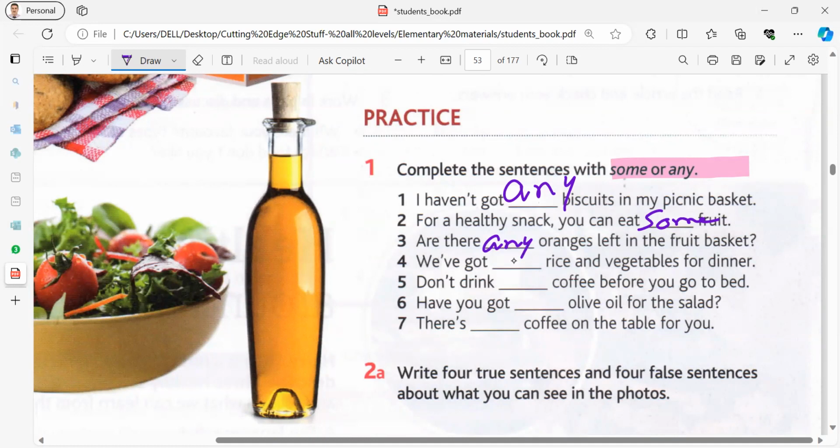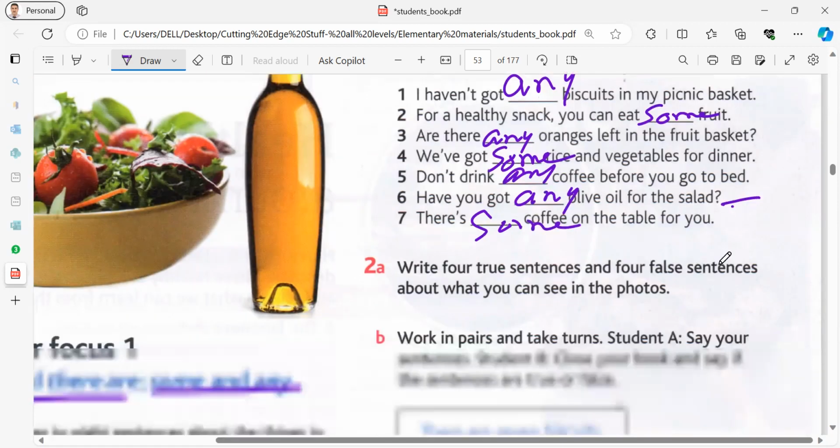Four: we have got some rice. Yes, some rice. Five: don't drink any coffee. Have you got olive oil for the salad? Got some. No, any. There is some coffee.